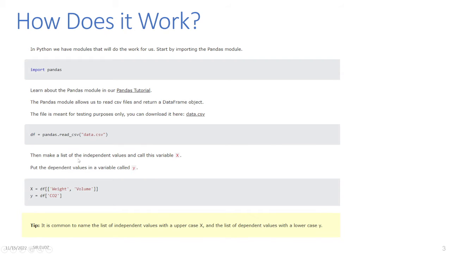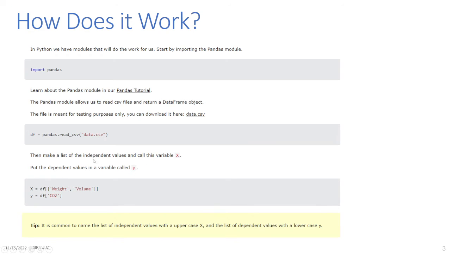Then make a list of the independent values and call this variable X. So X is equal to df, in square brackets, and these are the variables: weight and volume. And then put the dependent values in the variable called y. So df CO2. Now, independent variables are the cause, and this is the effect, or more or less what we're trying to predict.